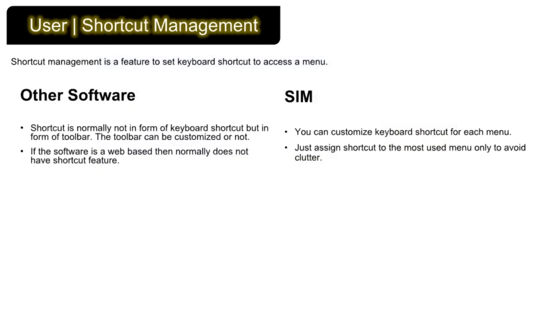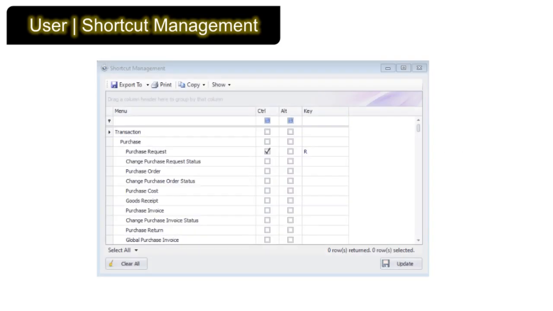SIM has a shortcut management feature. With this feature, you can customize a shortcut for a menu. For example, if you frequently access the sales order menu, you can assign Ctrl plus F5 to open the menu. In other software, the keyboard shortcut may be available but already fixed to certain keyboard keys and cannot be changed by you. Or they have a toolbar shown with the most common menus. If your software is web-based, then it is normally not available. This is the view of the shortcut management in SIM.